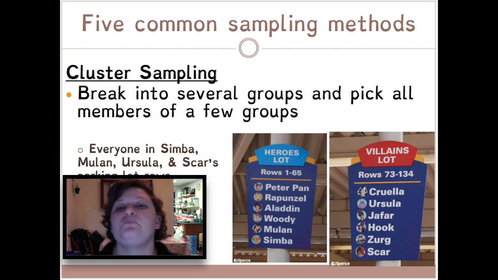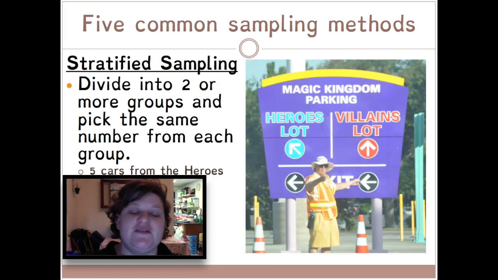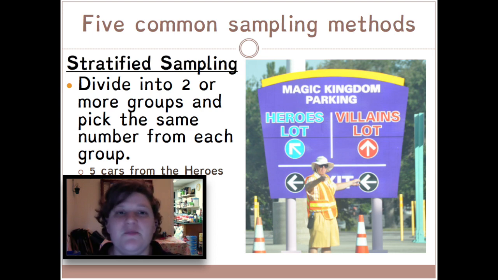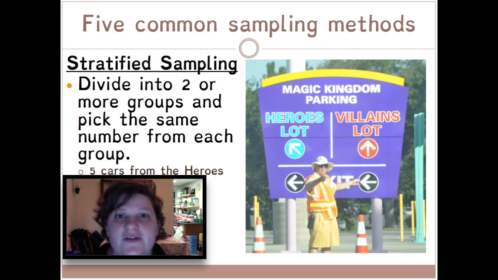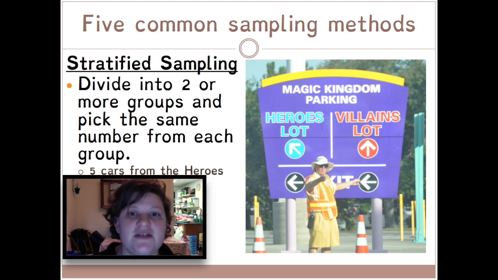Okay. Then you've got stratified sampling. Now, for stratified sampling, all you're doing is you're breaking people up into 2 or more groups. So you've got your heroes and your villains again, all right? And you're picking just the same number basically from each group. So I'm going to take 5 families who parked in the heroes lot, and 5 families who parked in the villains lot. So you've got a generalized idea of what you've got, and it's an even distribution of where you're pulling your people from. Okay.